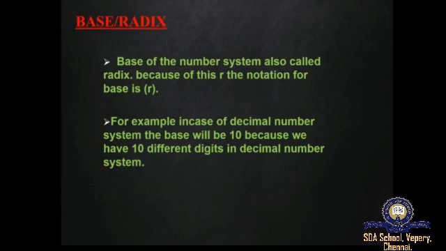For example, the decimal number system has the base as 10. For binary, the base value will be 2, that is 0 and 1. For octal, it is 8, and for hexadecimal, it is 16. If we know the exact base value, then we can definitely find the different numbers in the number system. Now, first we are going to find the distinct numbers in the decimal number system.